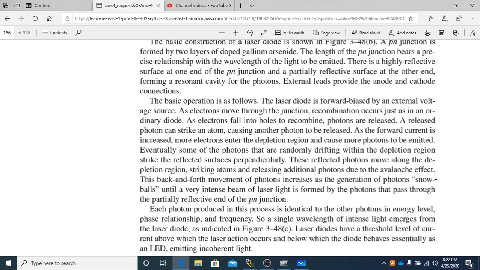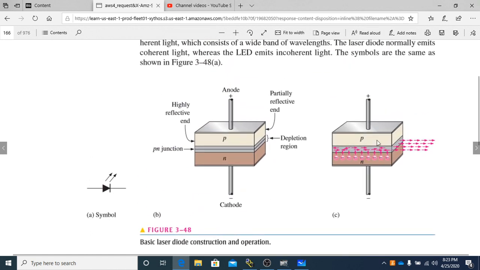As the forward current is increased, more electrons enter the depletion region and cause more photons to be emitted. Eventually, some of the photons that are randomly drifting within the depletion region strike the reflective surfaces perpendicular. These reflected photons move along the depletion region, striking atoms and releasing additional photons due to the avalanche effect. This back and forth movement of photons increases as the generation of photons snowballs, until a very intense beam of laser light is formed by the photons that pass through the partially reflective end of the p-n junction. One thing leads to another and it basically snowballs, like it says, until there is an intense beam of light. That's why the partially reflective end is depicted here, and it allows the light to go out.